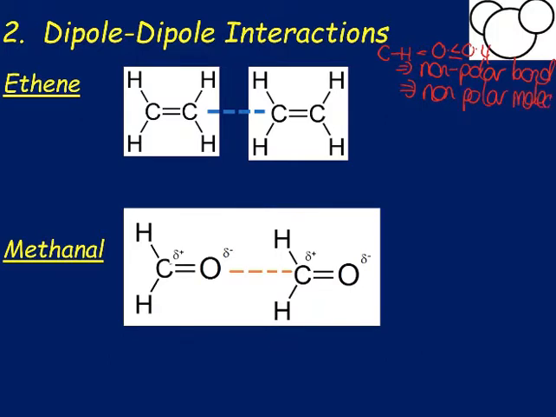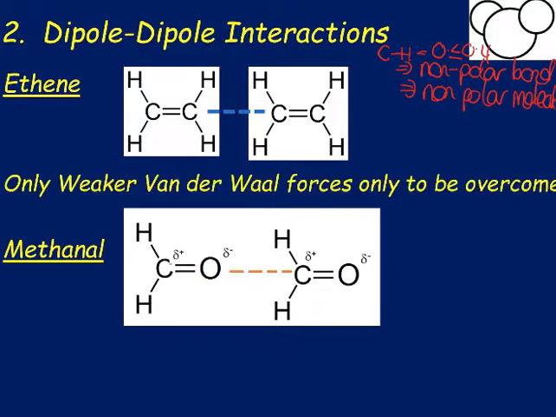So because of that, the only intermolecular force that's going to be there is the weaker van der Waals. So ethene has only weaker van der Waals to overcome. That's the only intermolecular force it has, and that's why its boiling point is 169 Kelvin.